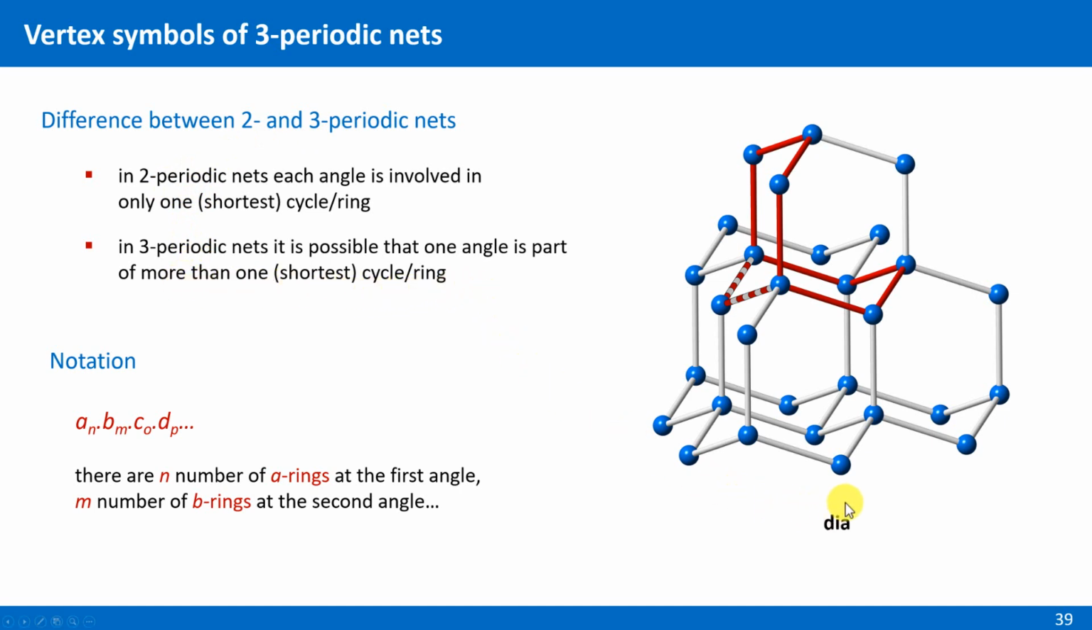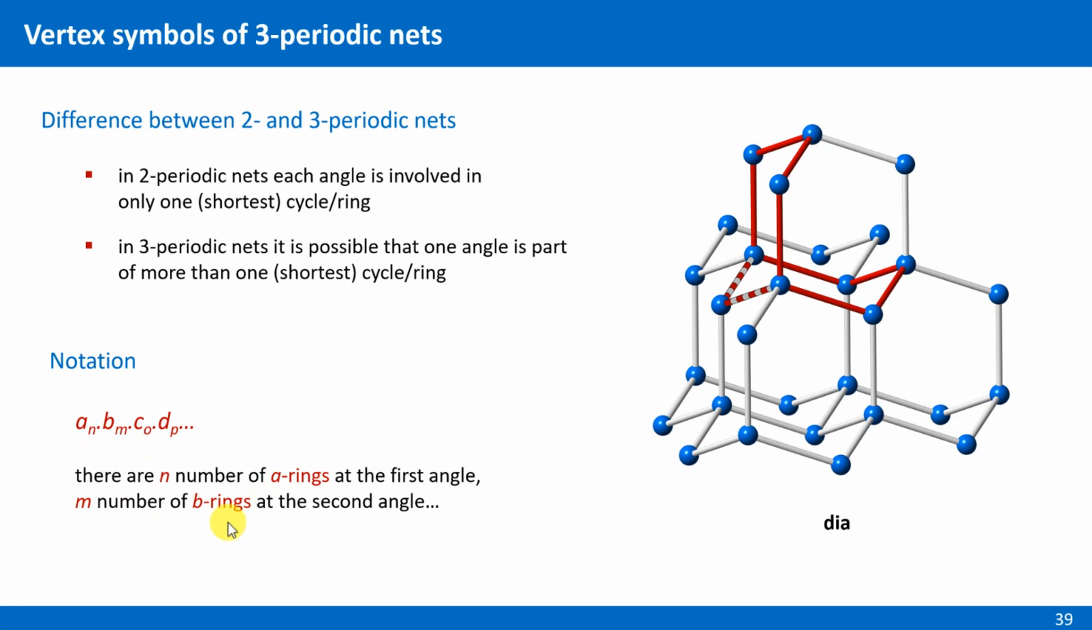This can be seen already here in this diamond net. If you look at this gray-red angle here, then we see that there are two shortest rings. So this is a 6-membered ring, and this is also a 6-membered ring. The general notation is given as shown here, so the number of rings are given as subscripts. This means there are n number of A rings at the first angle, m number of B rings at the second angle, and so on.